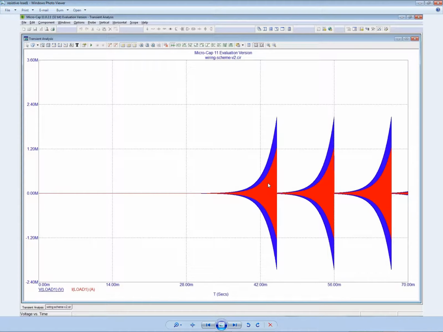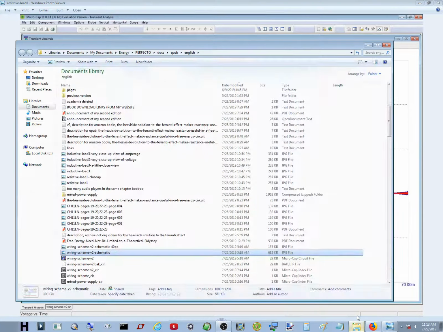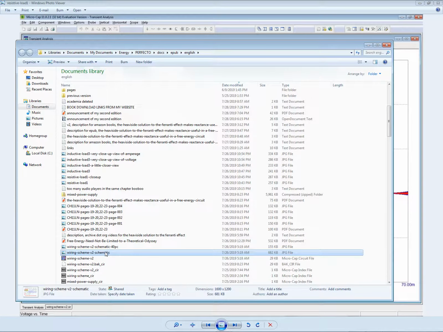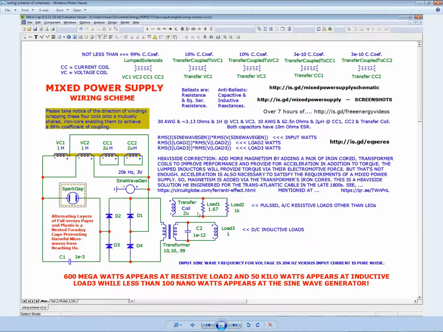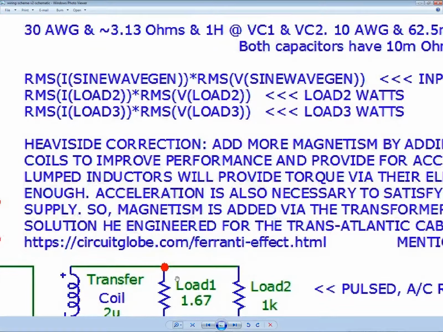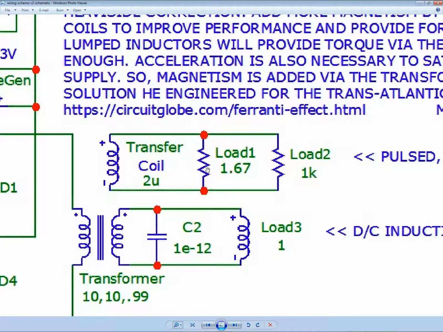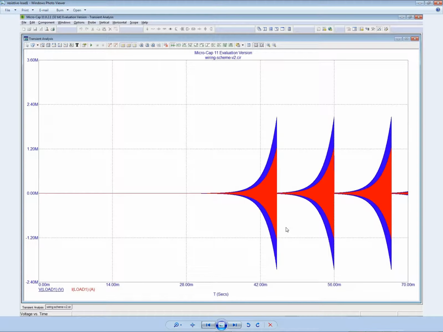And this is not next to the transformer. This is next to the, let's see if I can bring that back up again. This is here, this resistor right here. So let's blow this up so you can see it. This is this resistor right here, 1.67 ohms. And I chose it so that you could readily see the comparison between the two. But this is raw, peak-to-peak voltage, you know, no RMS involved here.